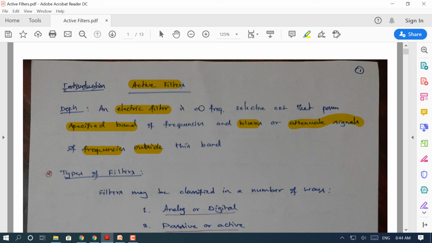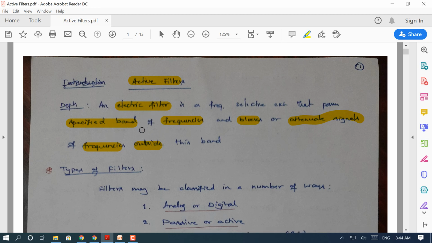So that is the definition of an active filter. An active filter is a frequency selective circuit that passes a specified band of frequencies and blocks, I mean avoids or attenuates, signals of frequencies outside the specified band. So this is the definition of an electric filter.